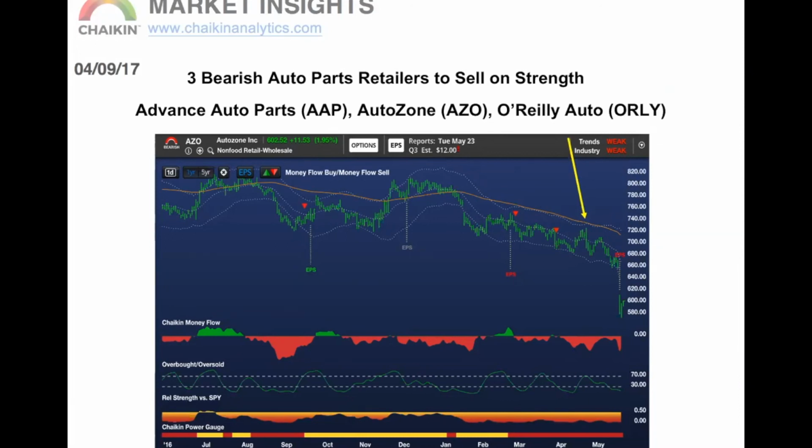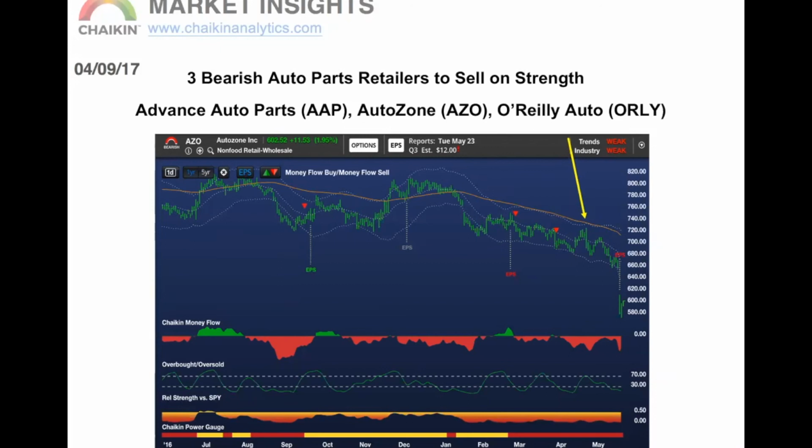Here's AutoZone. There was the rally after the April 9th sell recommendation, rallied to 718, and then after a negative earnings surprise, dropped to 550. It then rallied all the way up to around 630. Don't bottom fish. Power gauge is still bearish. Bottom fishing is one of the most expensive sports in America. It's dangerous to your financial health.